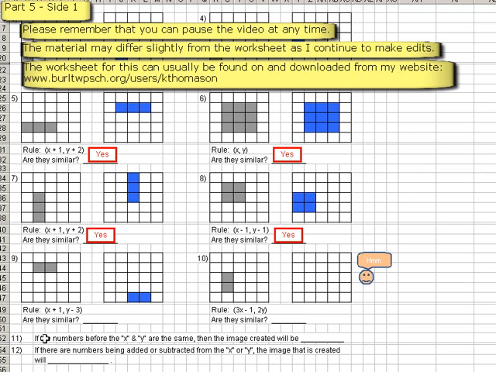Now the question is, are they similar? The numbers before the x and the y are the same. We only moved the shape. So are they similar? The answer is yes.